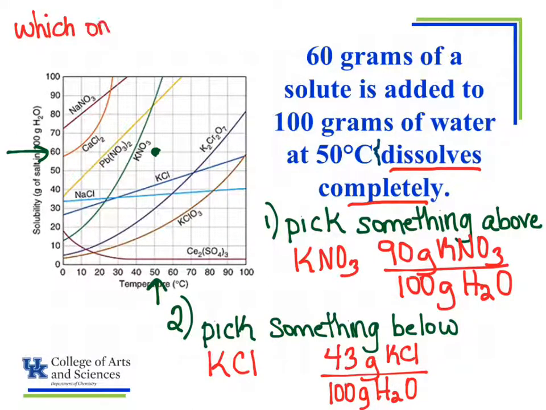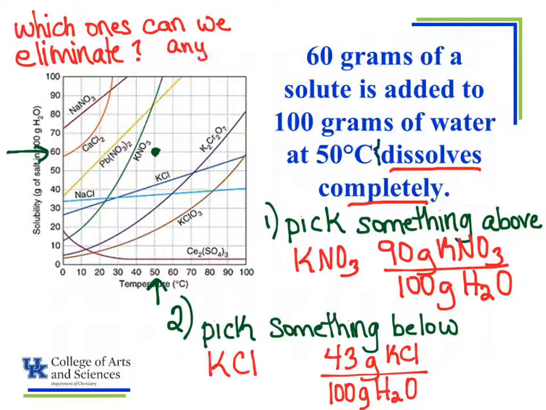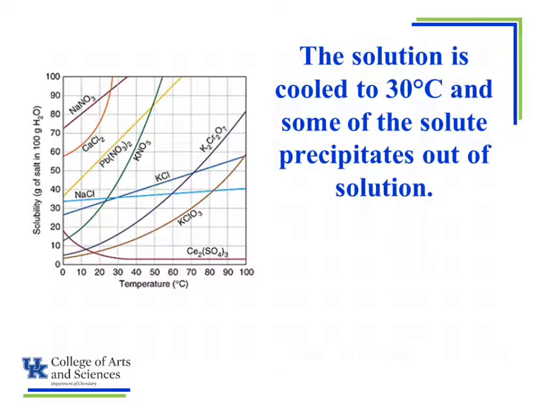So which ones can we eliminate? Anything below the dot, because all of those have maximum solubilities that are less than 60 grams. Now we're going to mark out all the things below the 60 gram limit. We know we're now only dealing with the lines that are above it: KNO3, Pb(NO3)2, CaCl2, and NaNO3.